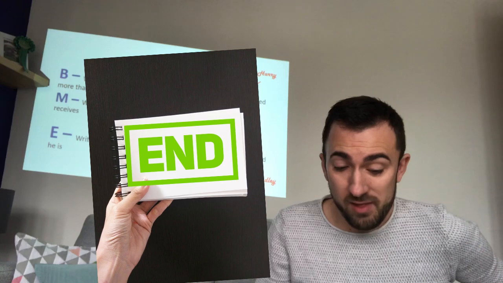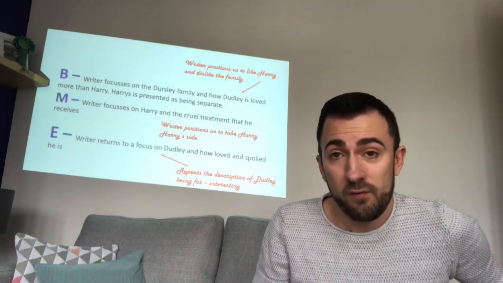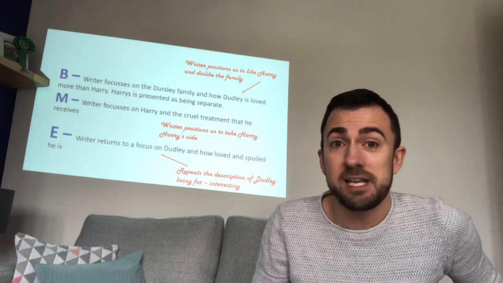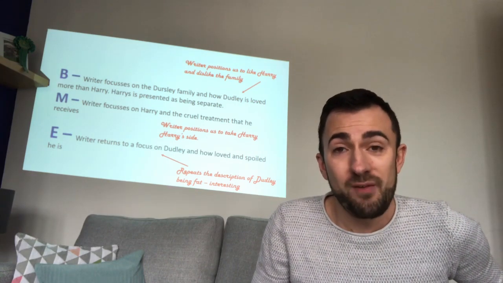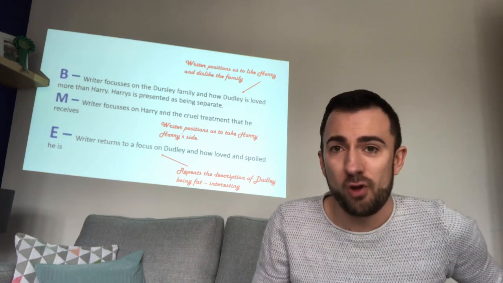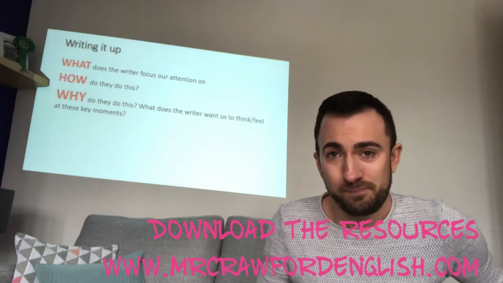And at the end of the extract, the writer interestingly returns to a focus on Dudley and again how loved and spoiled he is. Perhaps this has been done deliberately by the writer to reinforce to us the difference in their characters, and how they're very much contrasting characters and how Dudley is spoiled and loved a lot more.